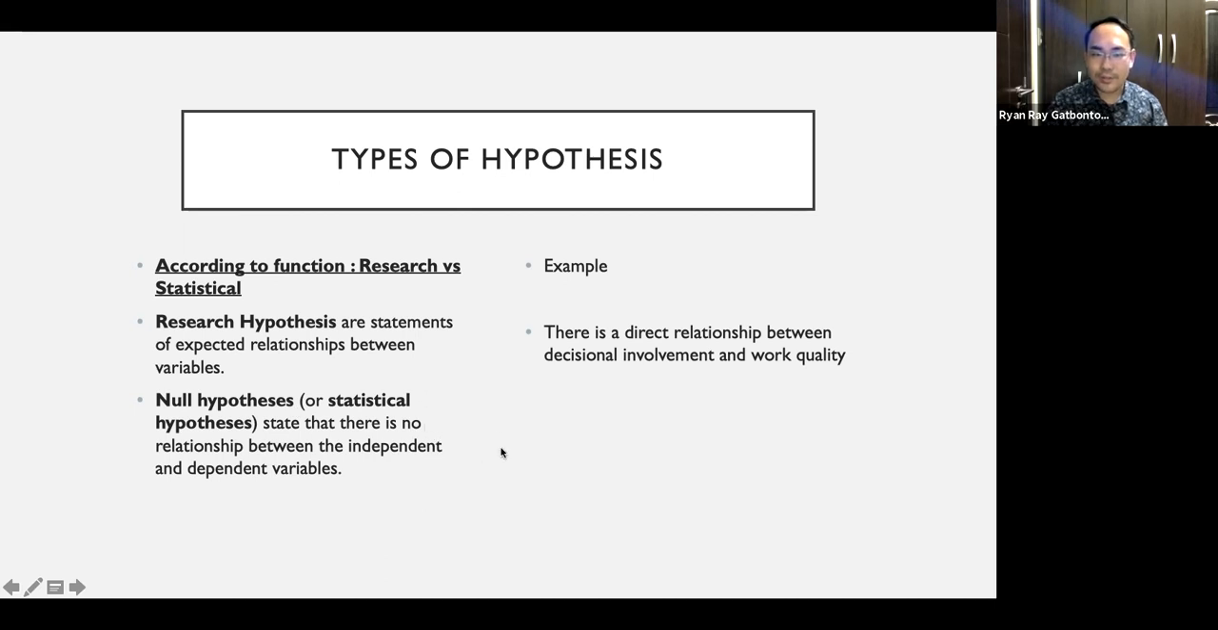So by function, the null hypothesis is used for statistical testing or for statistical purposes, because this is the one that we support or do not support once we arrive at our statistical results. According to the function, it's meant to be used for statistical testing only.